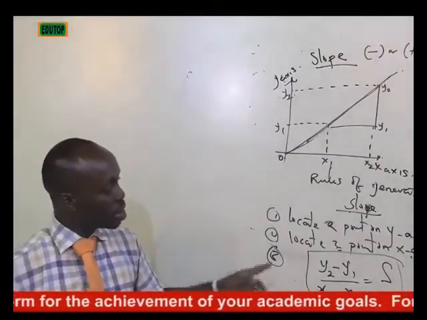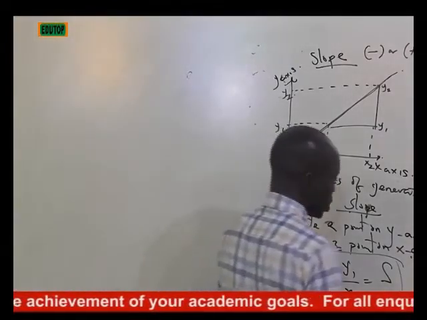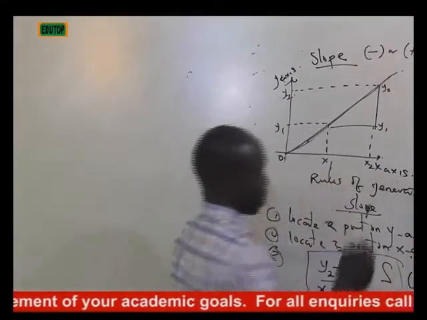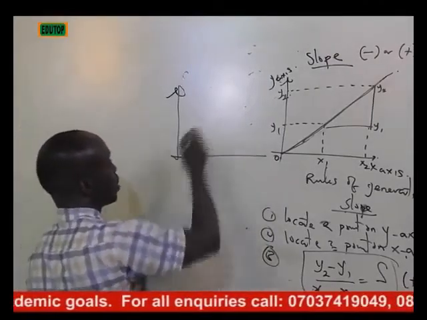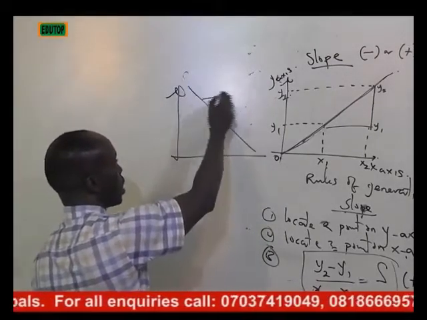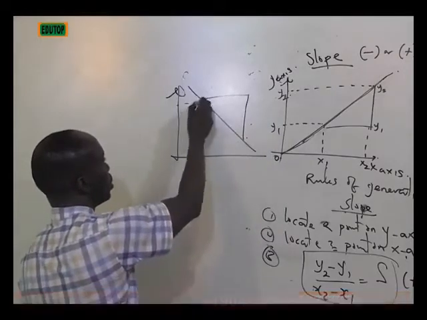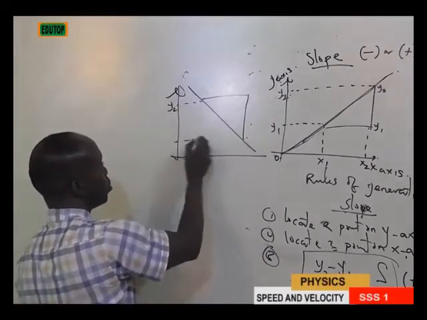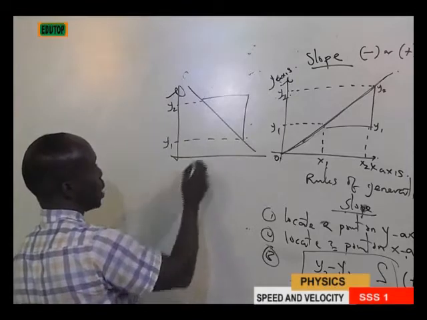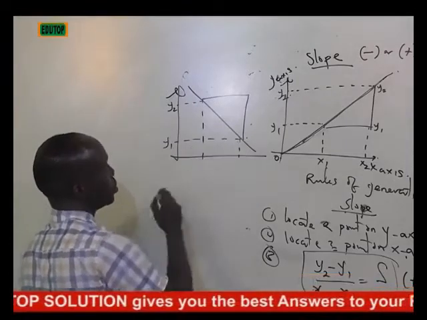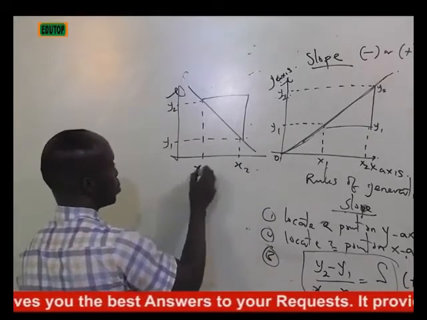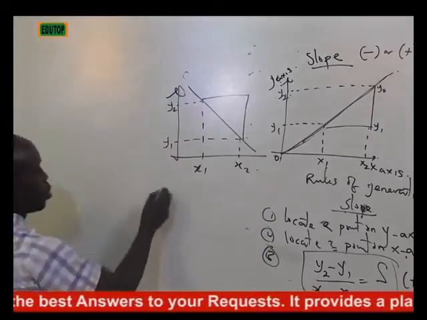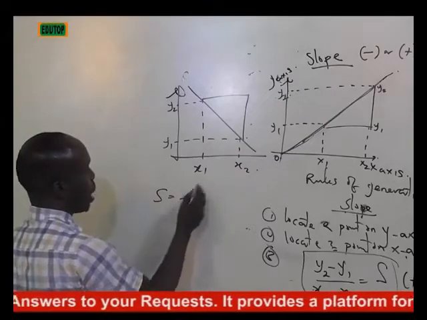Now, that is for positive slope. The value of the slope here will definitely give you a positive. Now, for a negative slope, what do you have? You have something like this. As you can see, it goes this way. Remember, this is my y2. This is my y1, right? Now, if we bring this down, this is my x2, this is my x1.